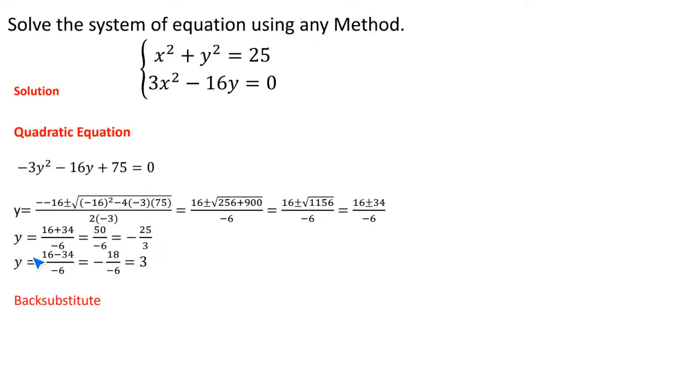And then the second solution is 16 minus 34 divided by -6. Remember, since you have a plus or minus here, that's where we're getting the two different answers from.